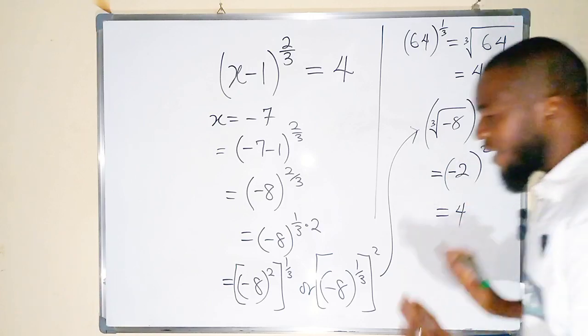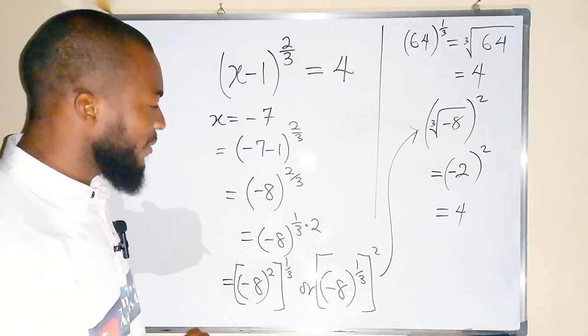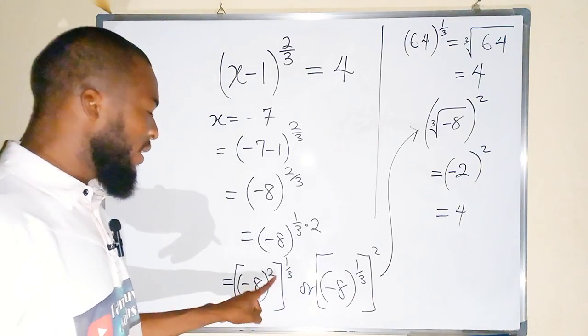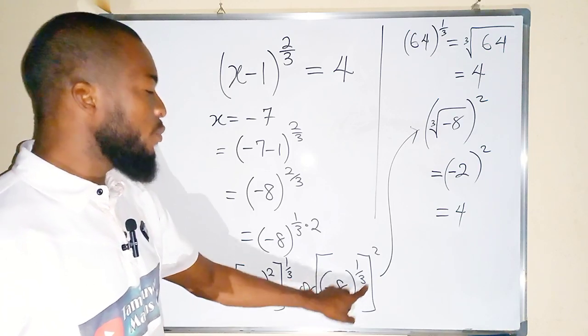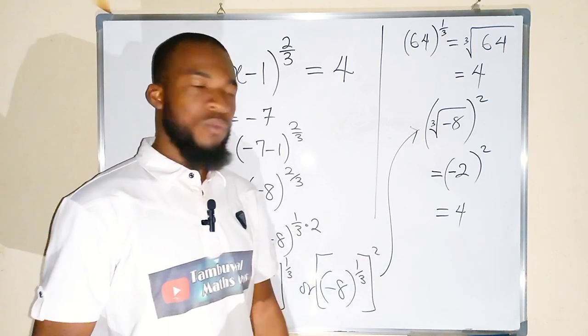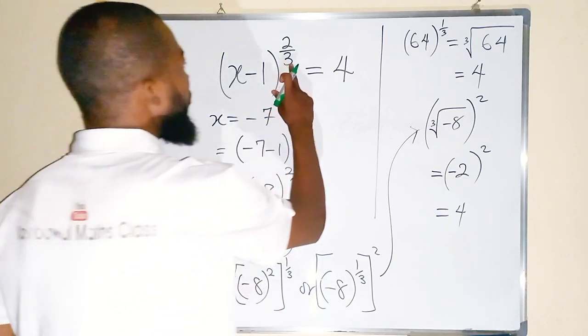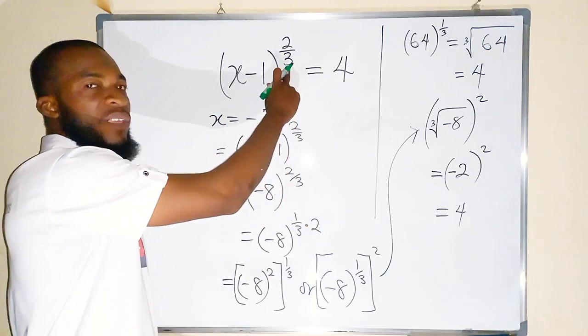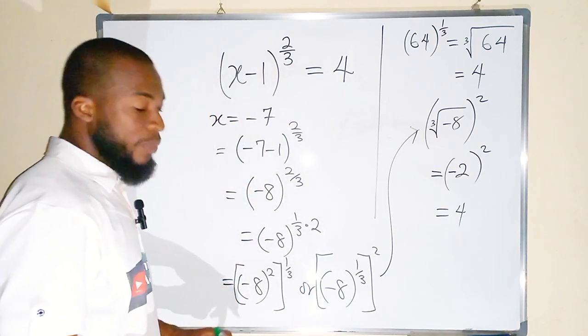So in either case, you're going to obtain 4 on the right hand side, either by taking the power of 2 first before taking the cube root, or taking the cube root before taking the power of 2. It's all the same thing. So let me tell you that it is only if this denominator is an even number that you're going to get a complex number. Let me show you.